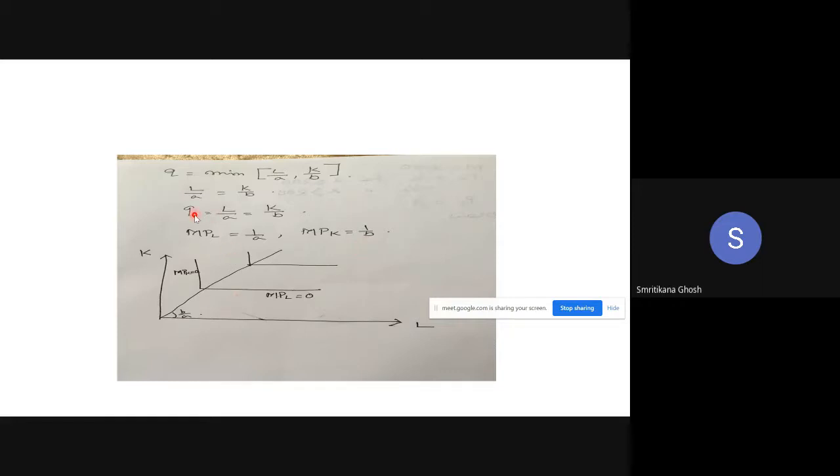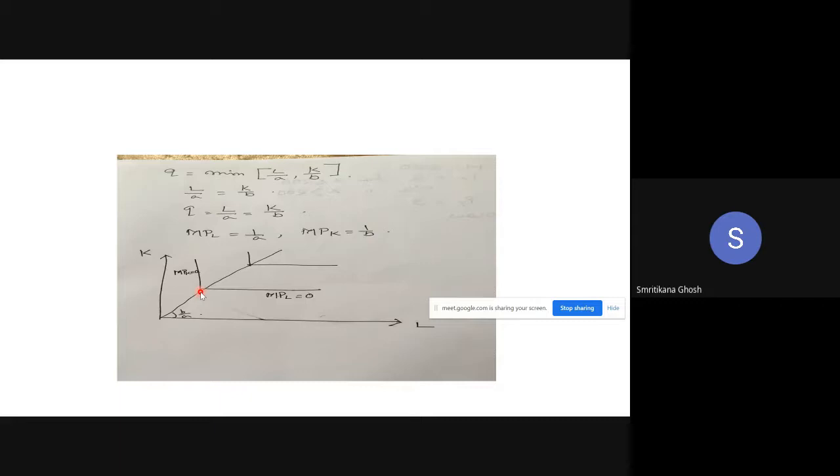We are going to draw the isoquant. Remember, we are going to draw the isoquant. So L by A is equal to K by B. This is just a point. At this point, Q is equal to L by A is equal to K by B. Say it is here. Okay.